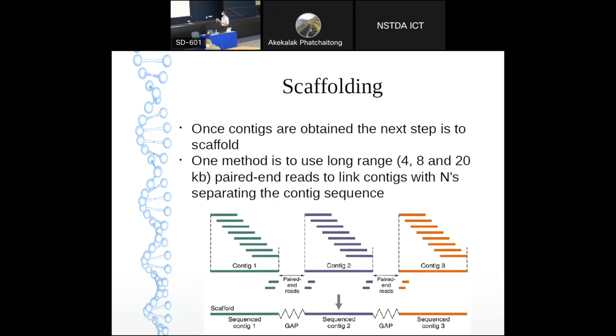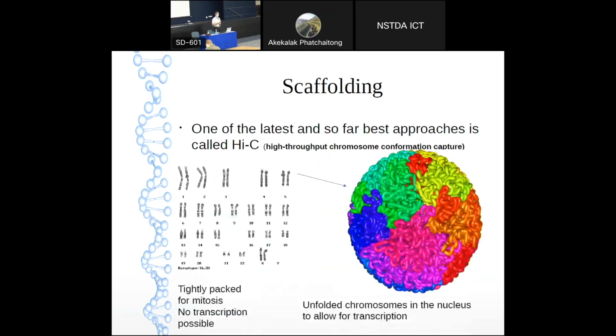And so by doing that for the whole genome, you can essentially scaffold each of the contigs into a larger sequence that's separated by Ns to represent the repeat sequences.